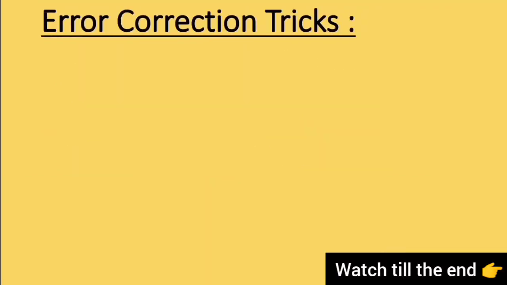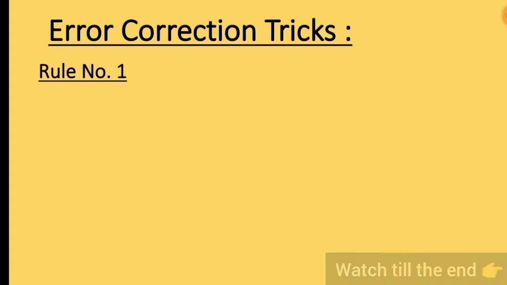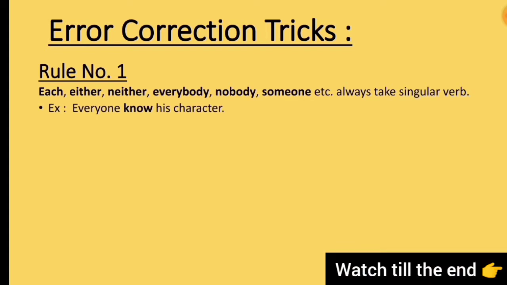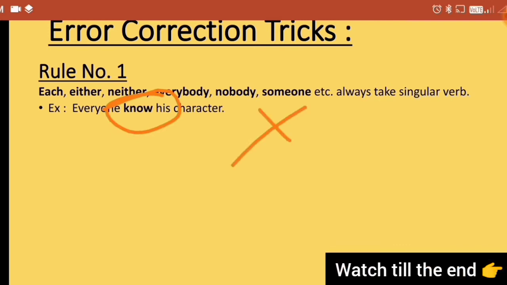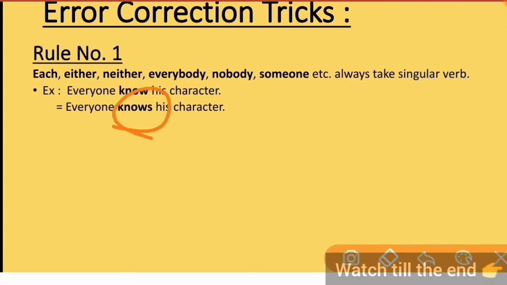Error correction tricks. Now we learn about various tricks and rules for error correction. Rule number 1. Each, either, neither, everybody, nobody, someone, etc. always takes singular verb. For example, everyone know his character. Here, know is wrong, because it will be knows, because it always takes singular verbs.